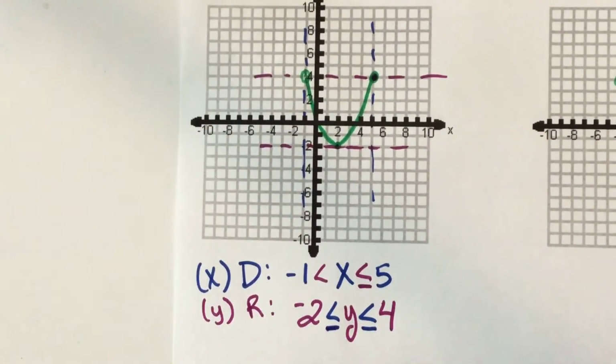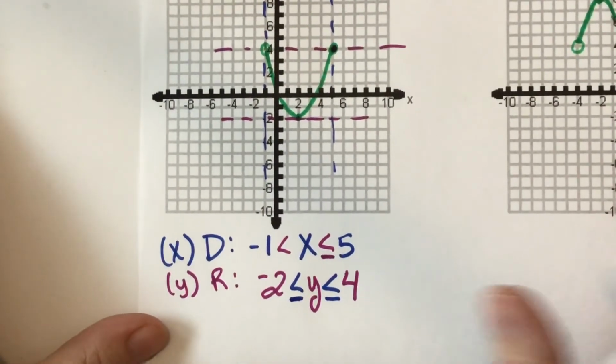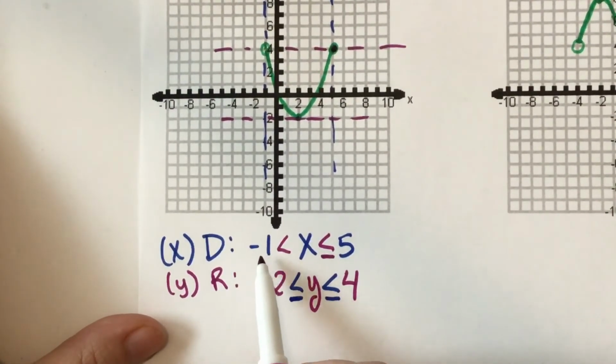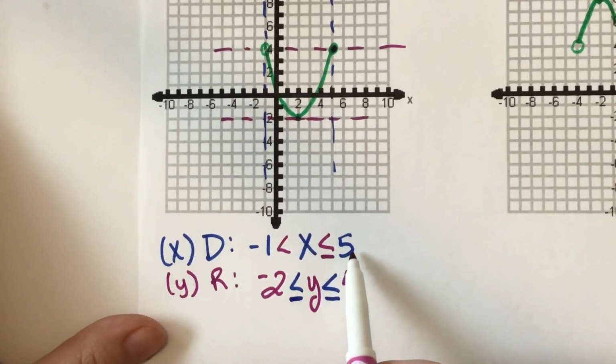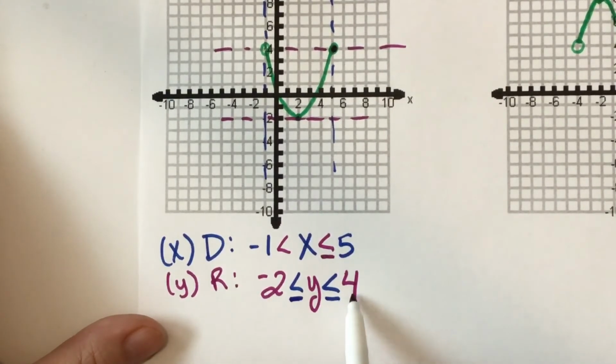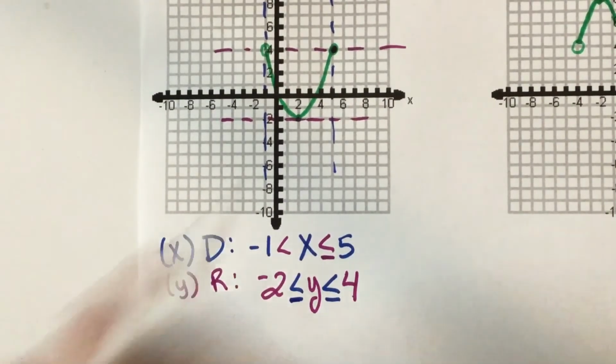And just to remind you, whenever you write domain and range like this, the smallest number is on the left and the biggest number is on the right. Smallest number on the left, biggest number on the right. And as long as you do that, the signs will always go like that. Okay, let's look at one more.